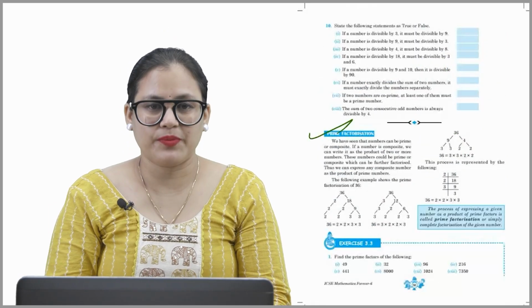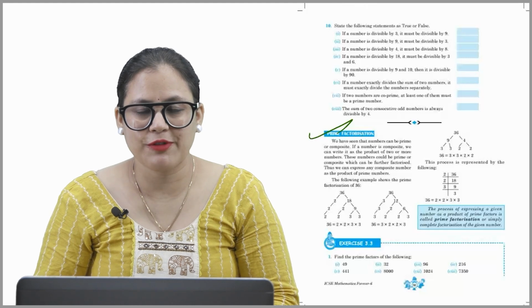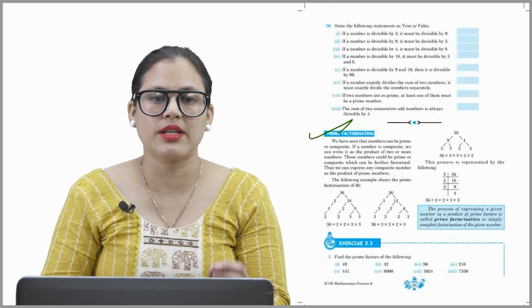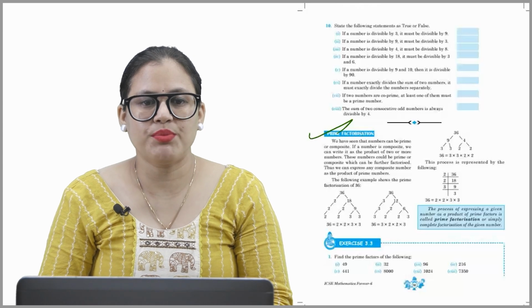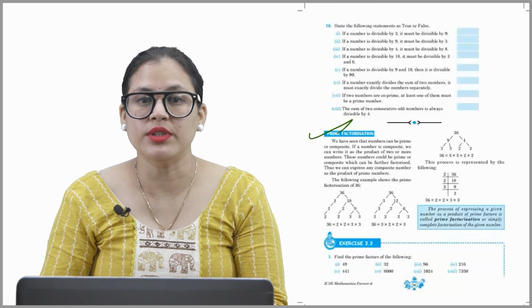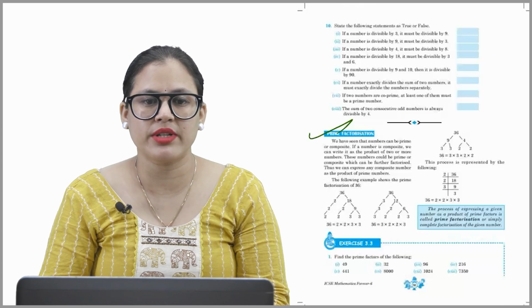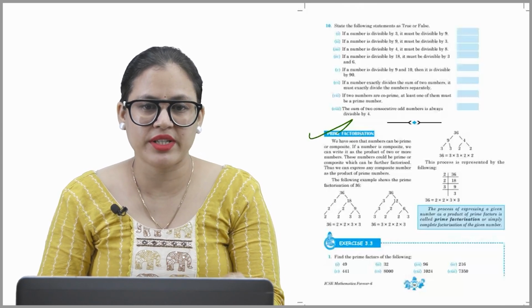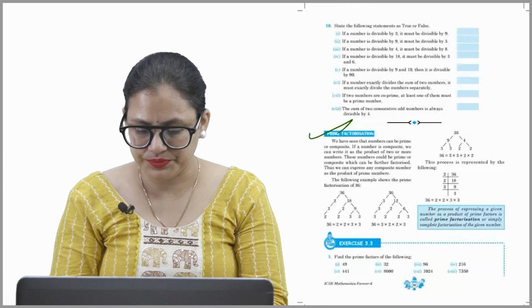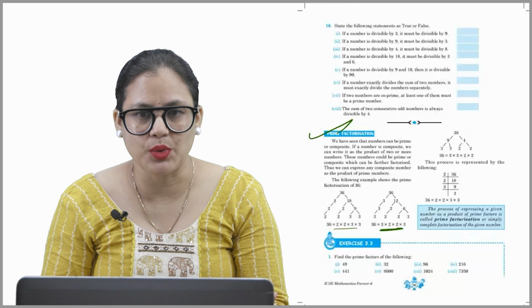Prime factorization. We have seen that numbers can be prime or composite. If a number is composite, we can write it as the product of 2 or more numbers. These numbers could be prime or composite, which can be further factorized. Thus, we can express any composite number as a product of prime numbers. The following example shows the prime factorization of 36. See, in both the cases, it's equal.